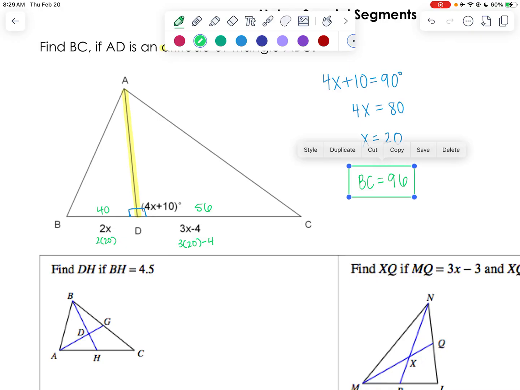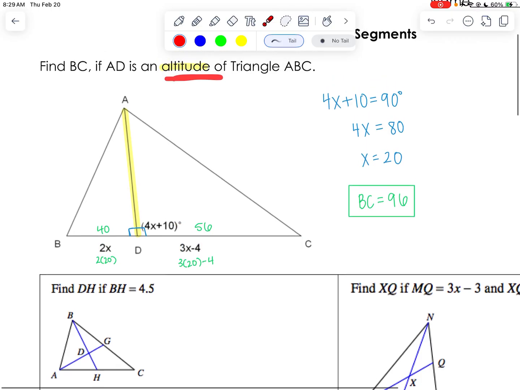Now, if it had been a perpendicular bisector, then you could have done part equals part with this, but it wasn't. It was an altitude, and if you know your vocab, altitude just means that it goes across and it's perpendicular to the other side.